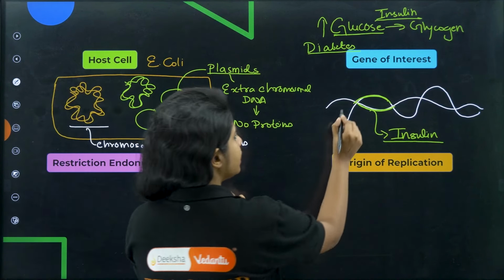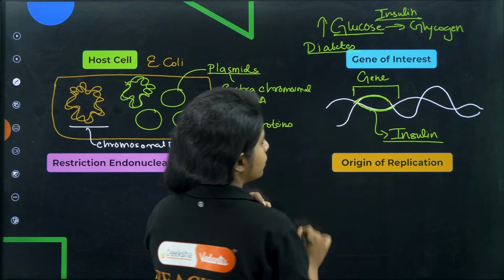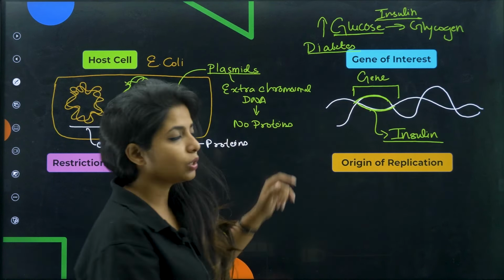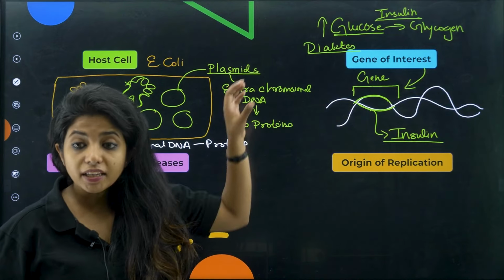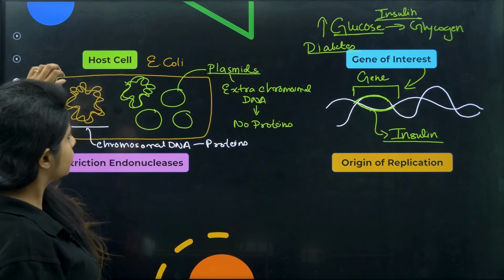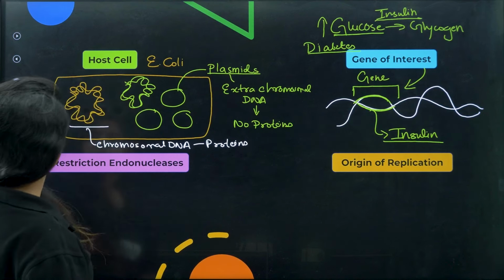Okay. Now, how do you produce it artificially? The thing that I can do is, I can take this particular gene, which is the gene of my interest. Now, what do I call this gene? This is the gene of interest, which I want. And I can put this gene of interest over here in the host cell. And now, what happens, children?